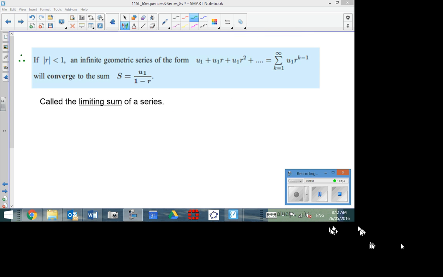All right, therefore, if your r value is between -1 and 1, you have an infinite geometric series of the form u sub 1 plus u sub 1 times your ratio plus u sub 1 times your ratio squared, and so on. So I can just say I'm going to take the sum from 1 to infinity of u sub 1 times your ratio raised to the k minus 1 power. We will converge to u sub 1 divided by 1 minus r.